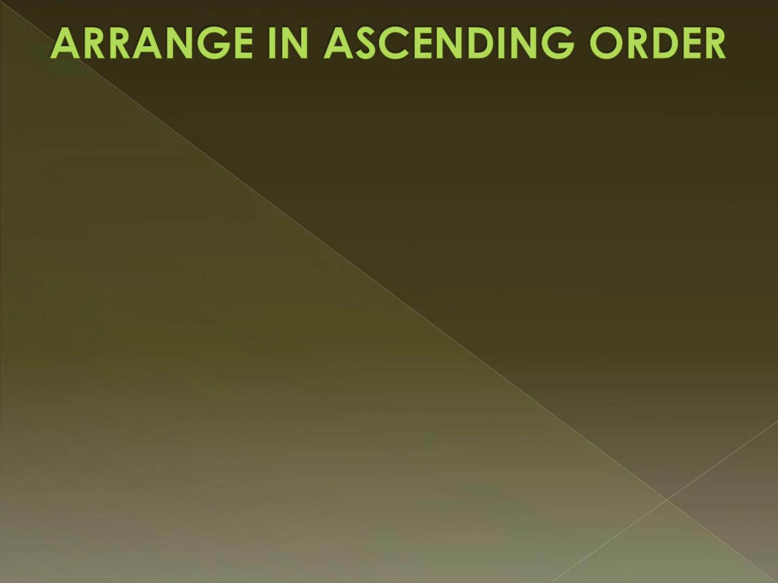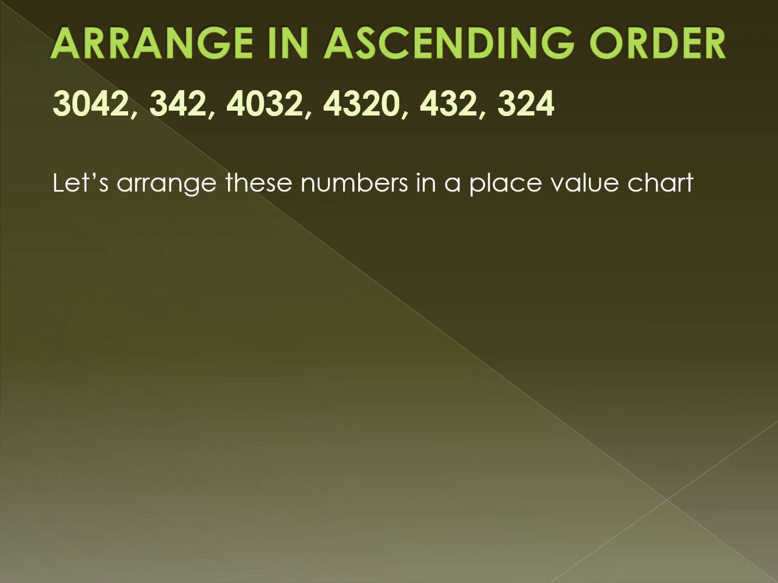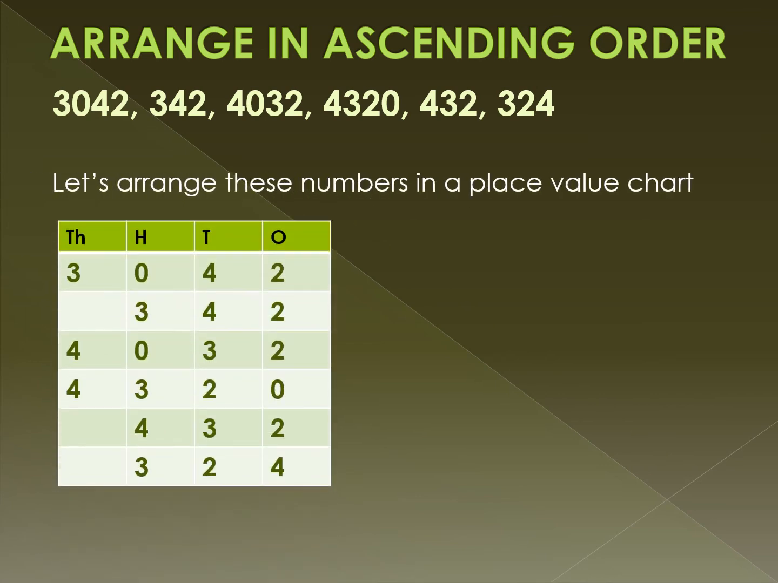So let's look at an example to arrange the given numbers in ascending order. Ascending order is arranging the numbers from smallest to greatest. So these are our given numbers. To simplify this, we can arrange these numbers in a place value chart. It just makes it easier for us to see and easier to arrange them. Okay, now we have all our numbers placed in the place value chart.